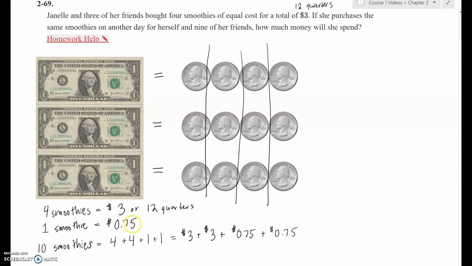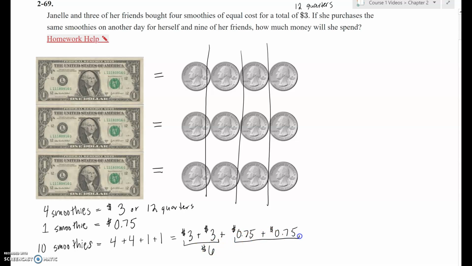Now, some people are just screaming at me right now saying, well, why don't you just multiply that by 10, right? 75 cents times 10 is $7.50. So if you knew how to multiply with decimals, great. You're absolutely right. So 3 plus 3 is $6.